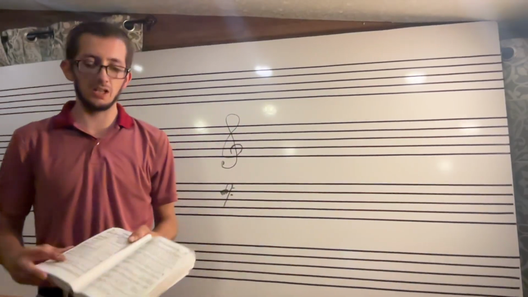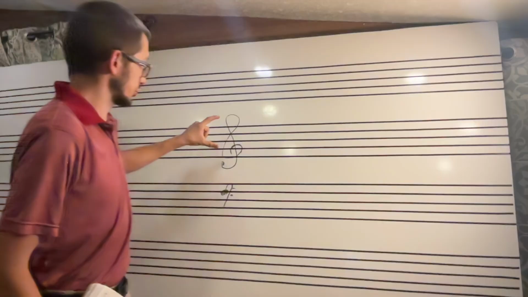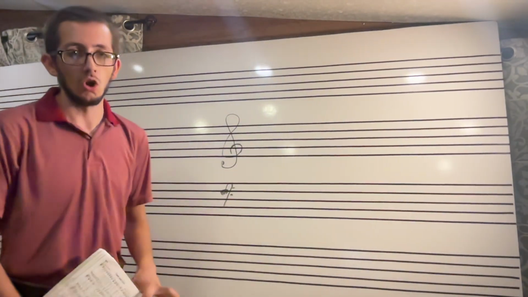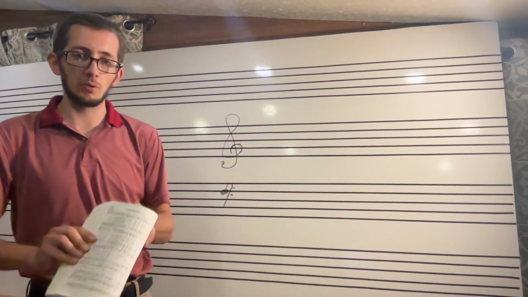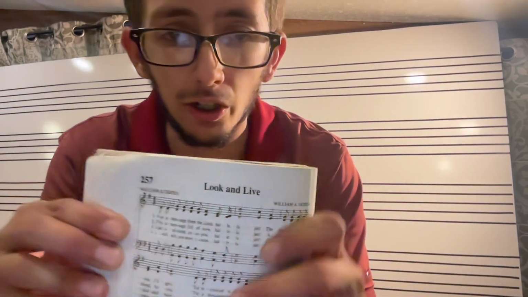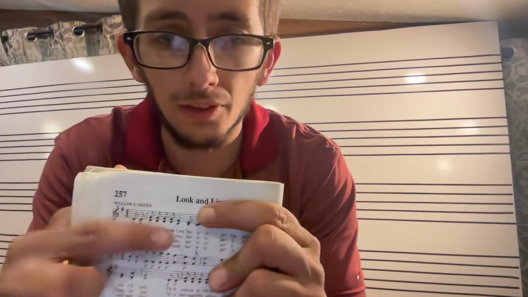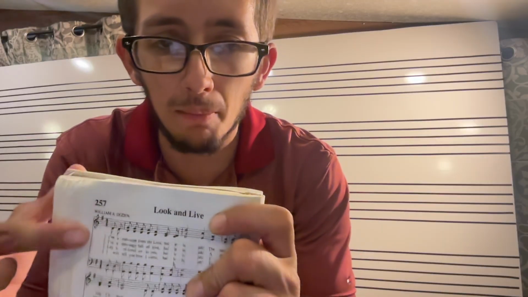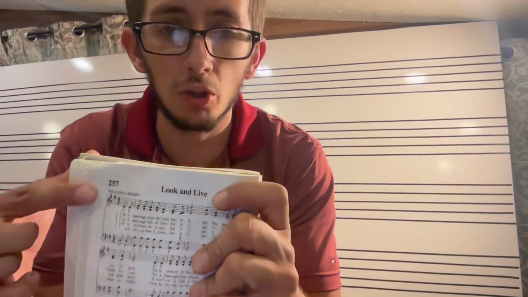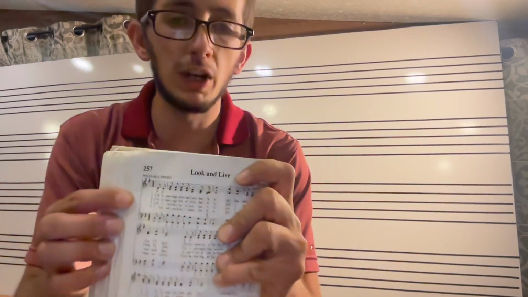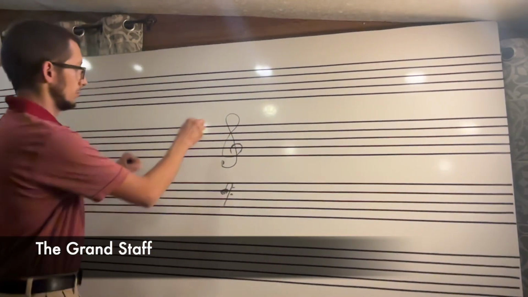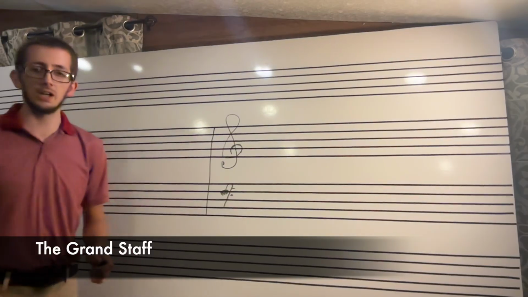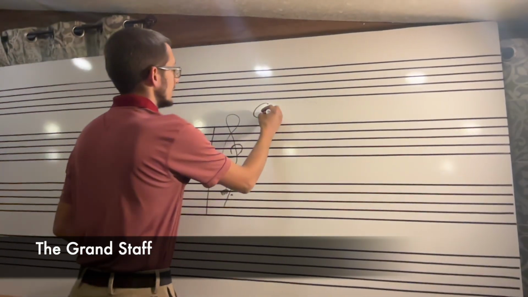Now, if you've ever looked in a hymnal, you'll notice how the treble clef and the bass clef are written on top of each other in the hymnal. And I'll show you this example right here on the song. I flipped open the Look and Live. If you look right here, you see the treble clef at the top there, and then the bass clef right below it. Whenever you have these two clefs joined together with a line right there, we call it a grand staff.